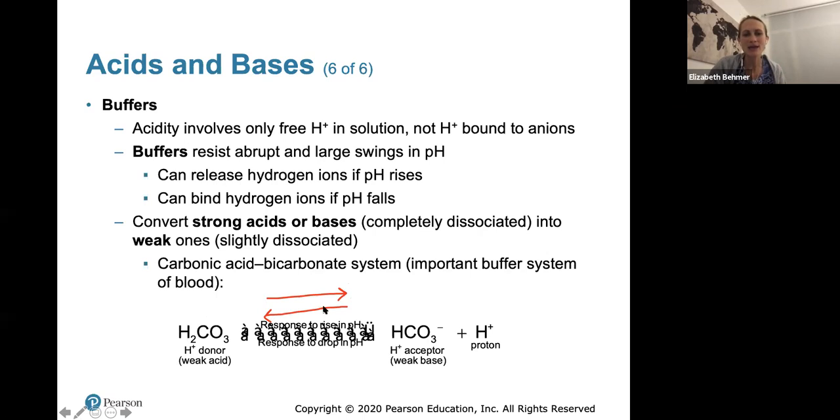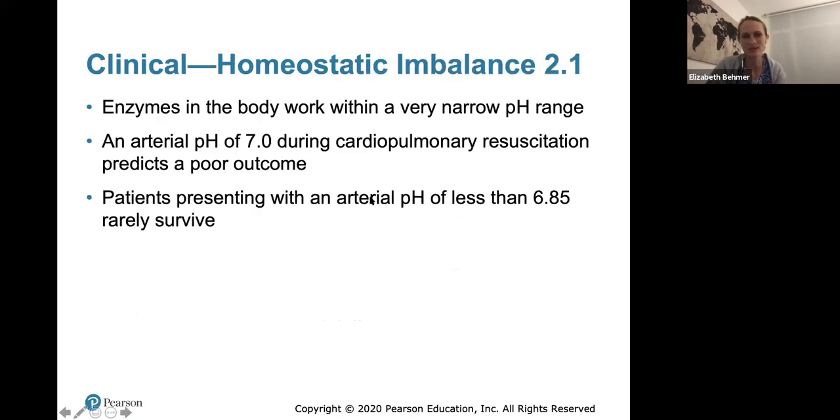This carbonic acid bicarbonate system is an important system in the body that we are going to come back to. What I want you to know is that this system is one of your body's reversible reactions, because it controls your levels of CO2, which is carbon dioxide, in the body. You don't have to understand how it all works yet, but that's one of your body's reversible systems.